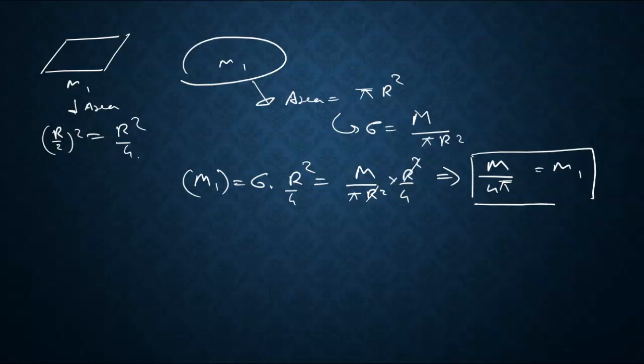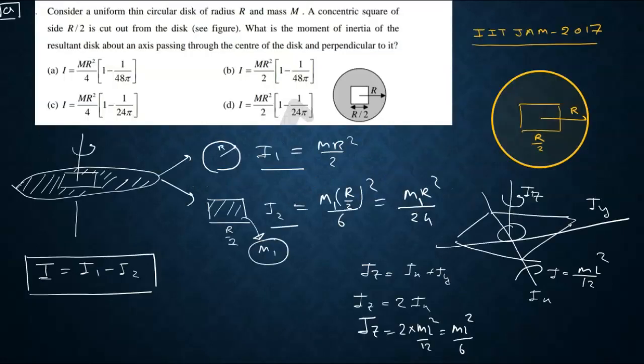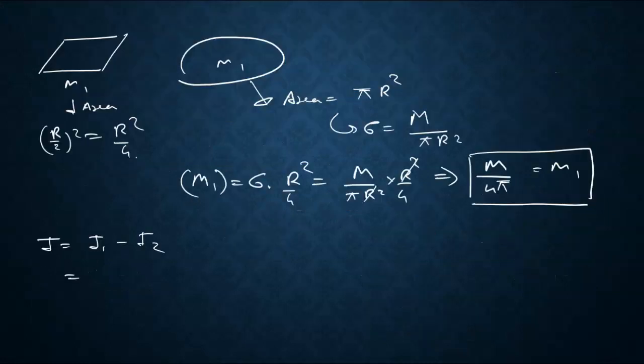So we got the relation between m and m1. Now just write I equals I1 minus I2, where I1 equals mr square by 2 and I2 equals m1 r square by 24. So I equals mr square by 2 minus m1, that is m by 4 pi, into r square by 24.